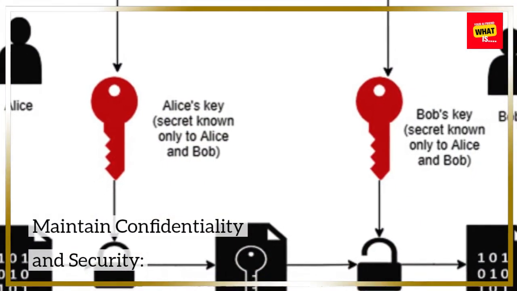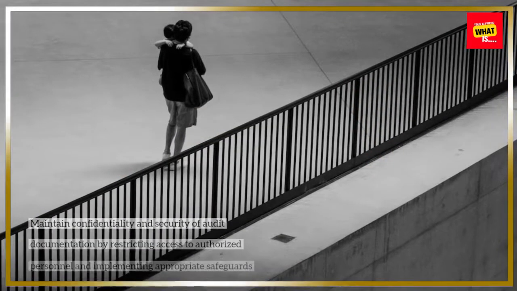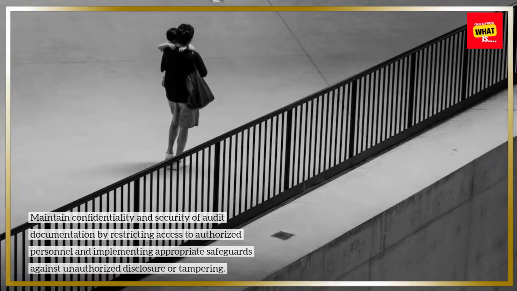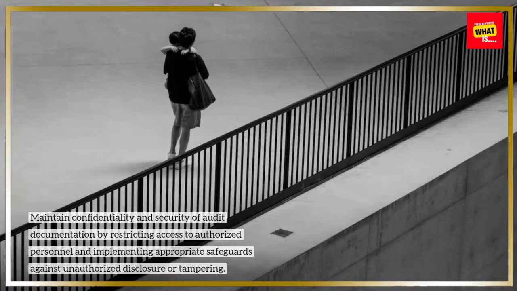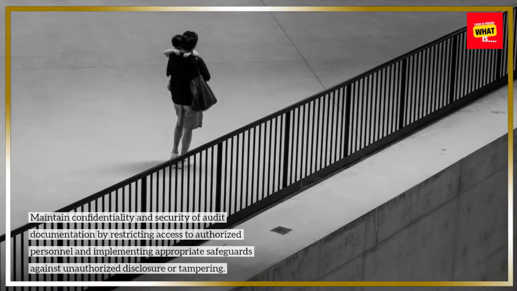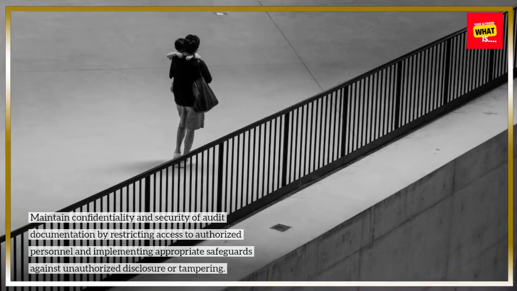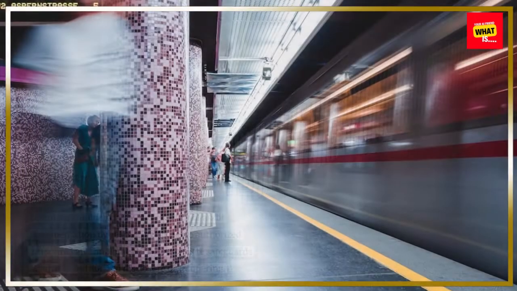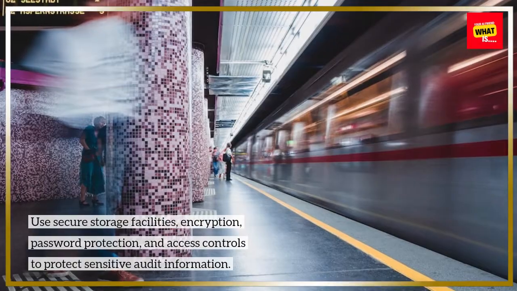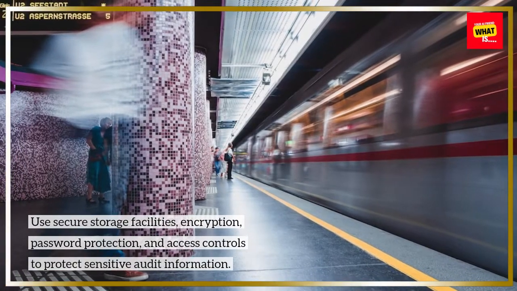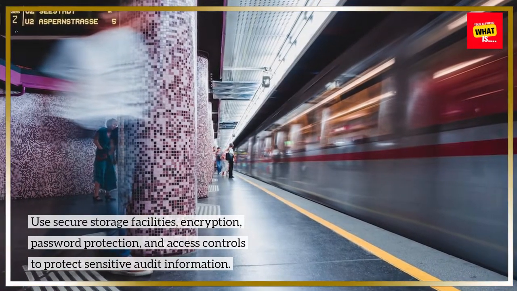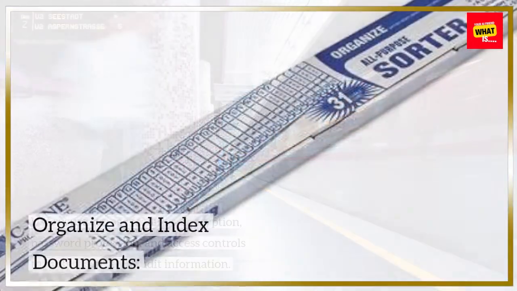Maintain confidentiality and security. Maintain confidentiality and security of audit documentation by restricting access to authorized personnel and implementing appropriate safeguards against unauthorized disclosure or tampering. Use secure storage facilities, encryption, password protection, and access controls to protect sensitive audit information.